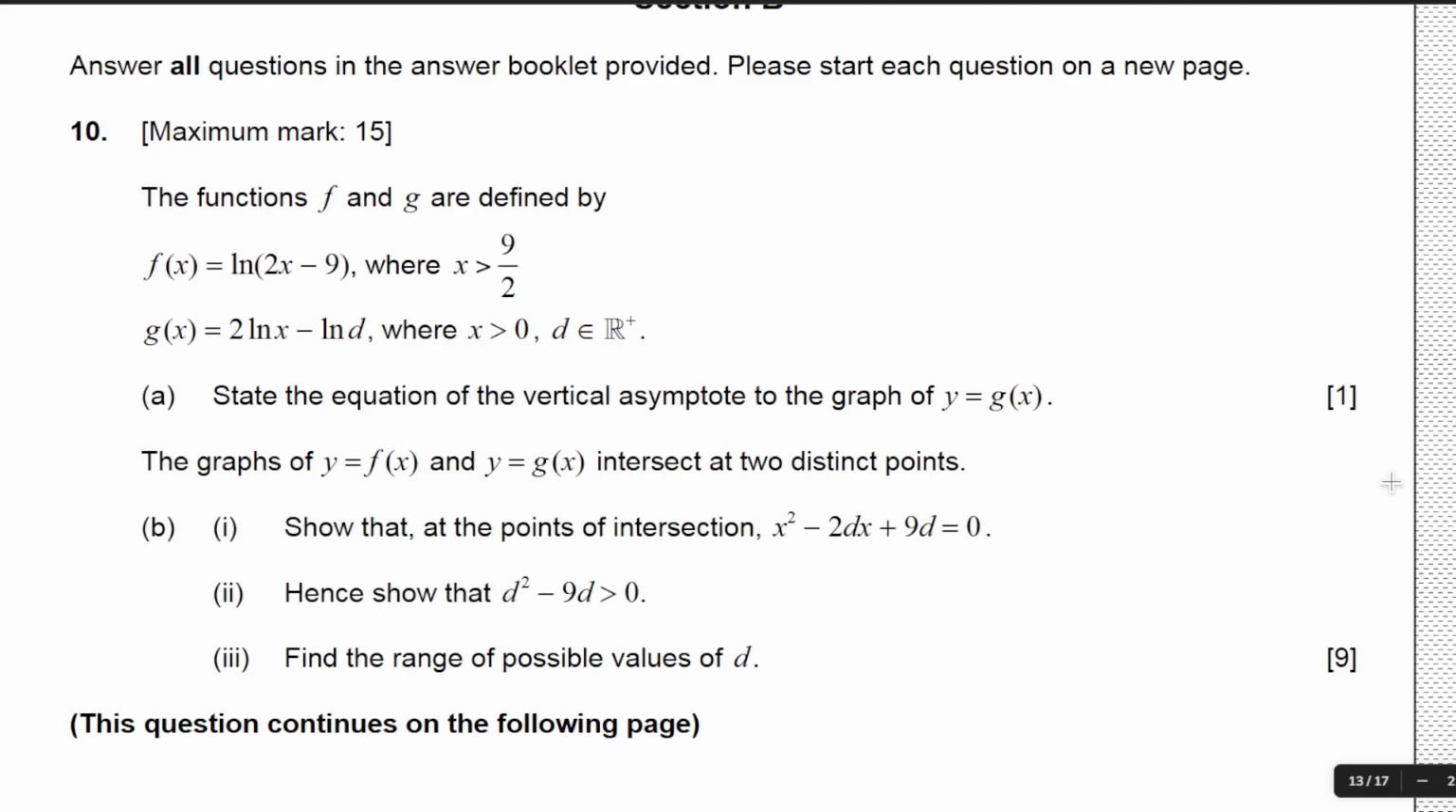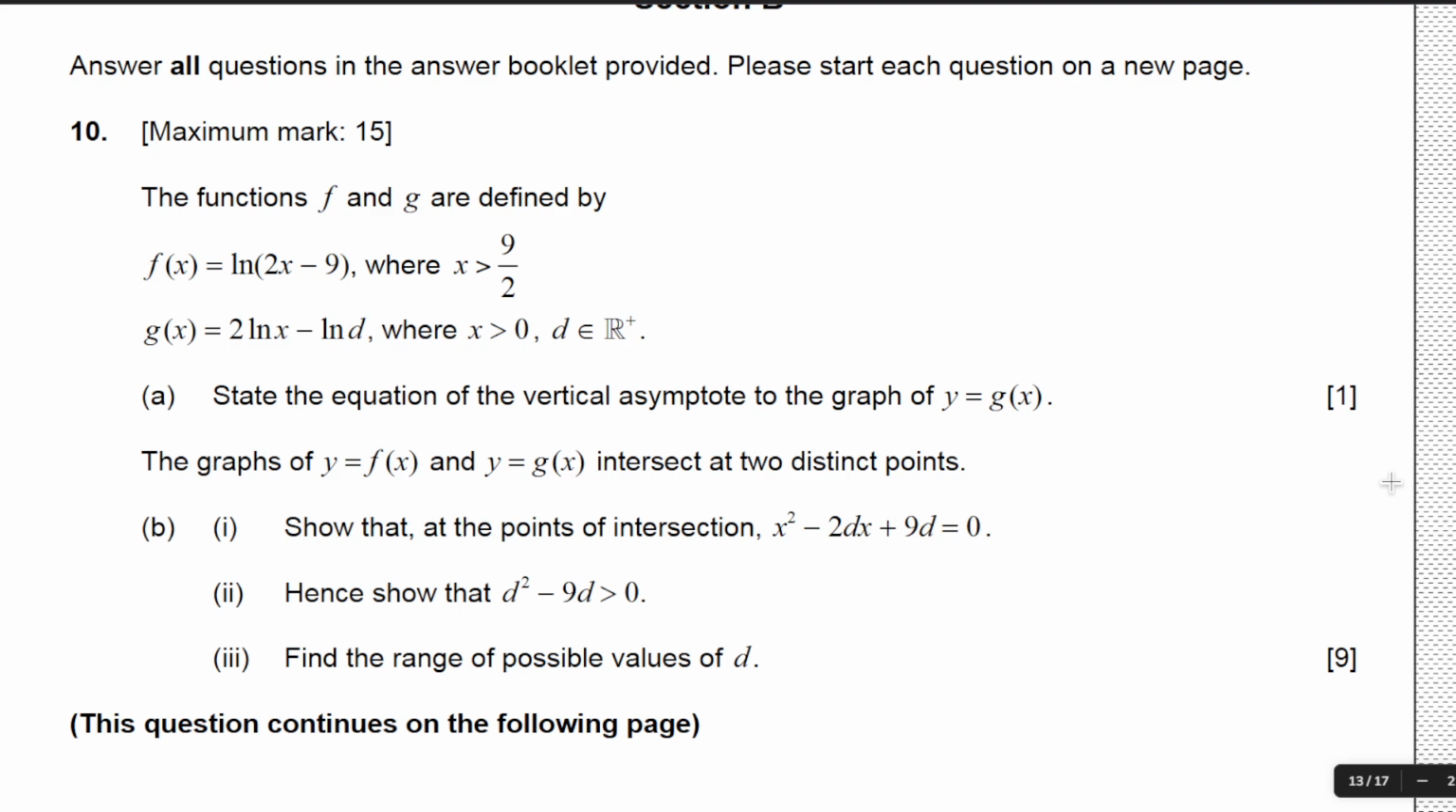The functions f and g are defined by f of x equals ln(2x minus 9), where x is greater than 9 over 2, and g of x equals 2 ln x minus ln d, where x is greater than 0 and d belongs to the positive real numbers. State the equation of the vertical asymptote to the graph of y equals g of x.